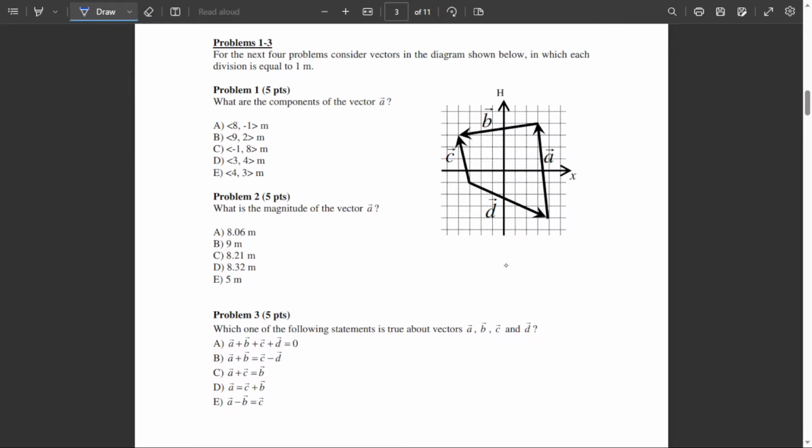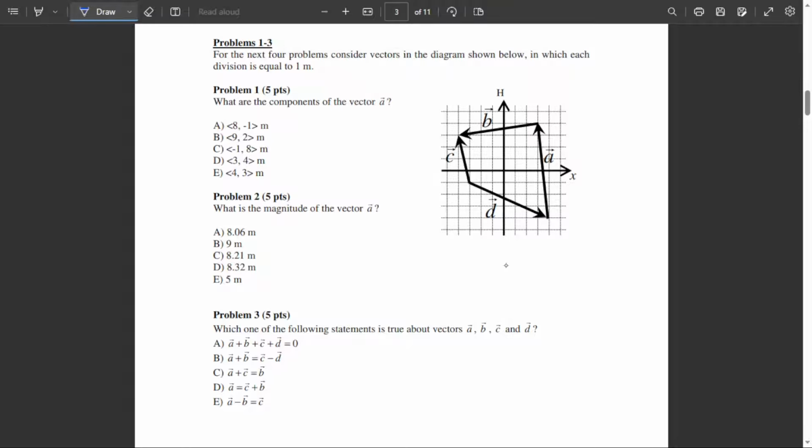For the next 4 problems, consider vectors in the diagram shown below, in which each division is equal to 1 meter. What are the components of vector A? To find the components, we just look at the change in the x direction and the change in the y direction from the base of the vector and the tip of the vector.